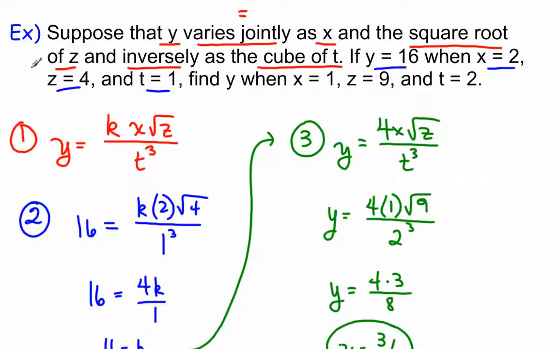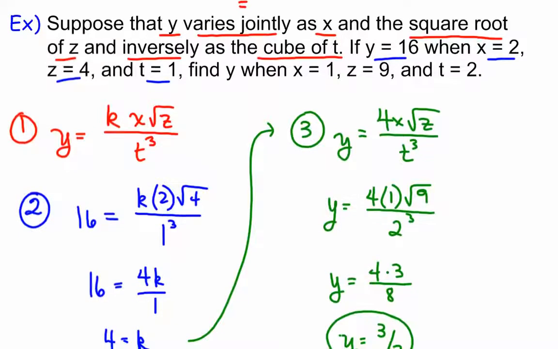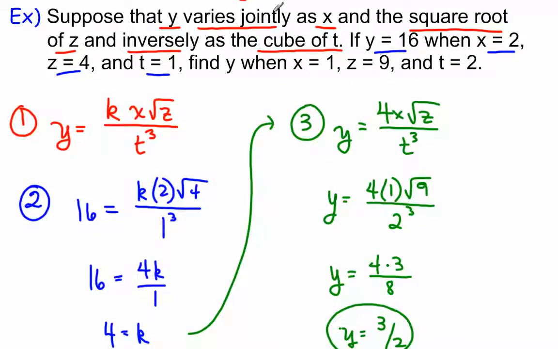One last example with more than one variable. This doesn't really have a context, it's just some algebra. We want to suppose that y varies jointly as x and the square root of z. So jointly means it's direct variation with these two things. And then inversely as the cube of t. Okay, we've got to read these really carefully.